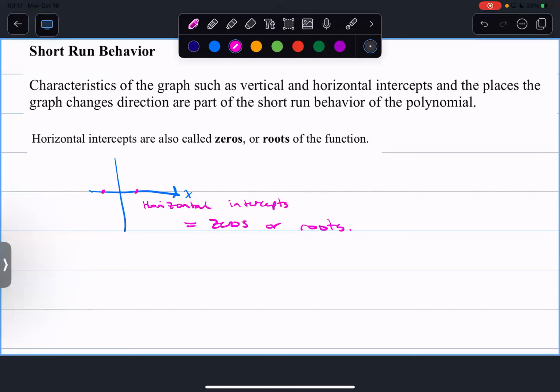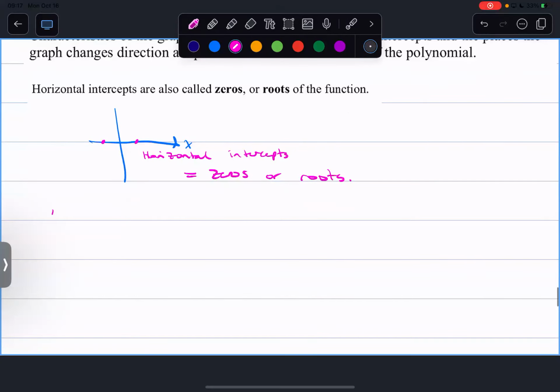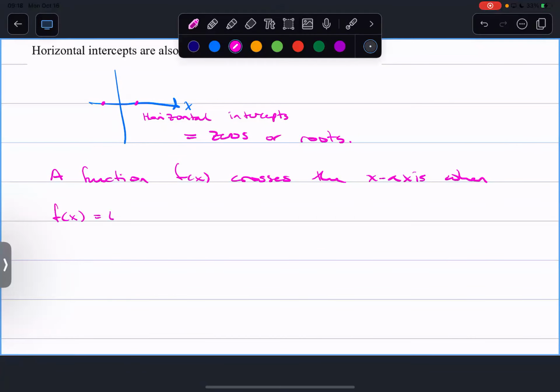Crossing the x-axis is going to mean what? It's going to mean that the function itself, the output, is 0, right? And so a function f of x crosses the x-axis when f of x is equal to 0. So when the output is 0, that's when you have these horizontal intercepts or zeros or roots. They're going to be more interesting than the vertical intercept.